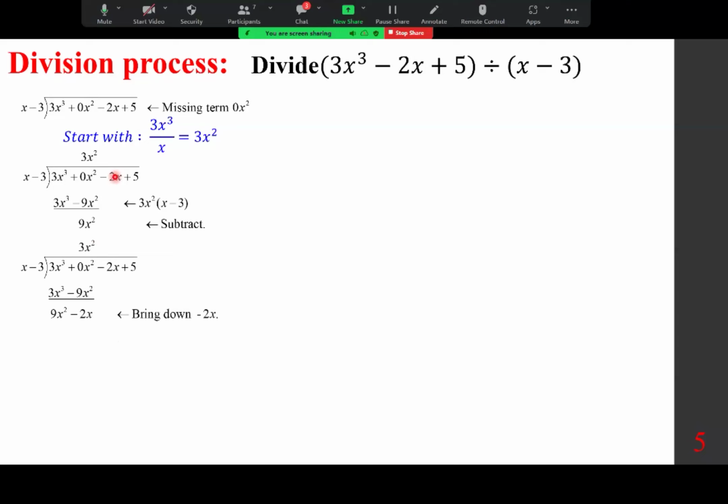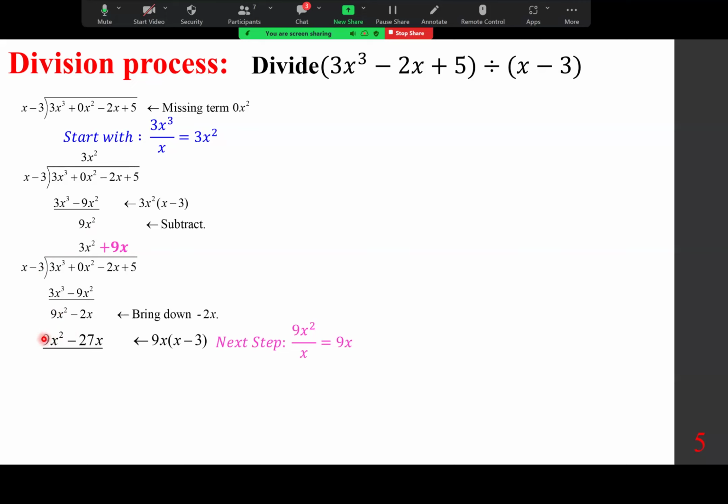We can bring the next term, negative 2x, down. And again, we're going to divide 9x squared, the first term that we have, by the first term of the divisor. So divided by x, it results in 9x. So you're going to add a 9x here. And now you're going to multiply these two. 9x, you multiply it by the divisor, and you get 9x squared minus 27x. And you're going to subtract.